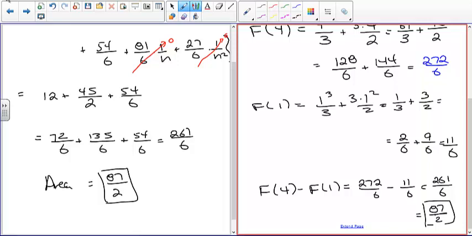I think that's pretty much it for that. What we'll do next time is we will do some antiderivative stuff just as a review, and we'll introduce the fundamental theorem of calculus and a few other things. Okay.